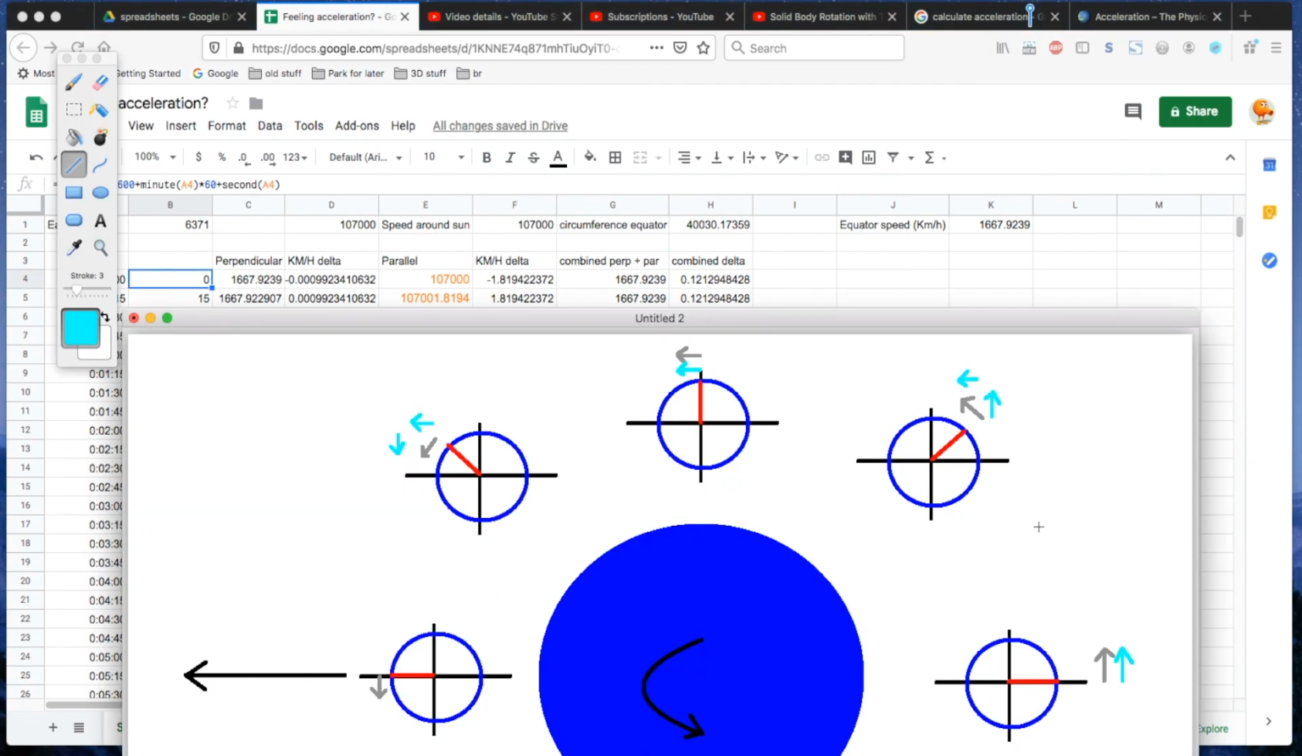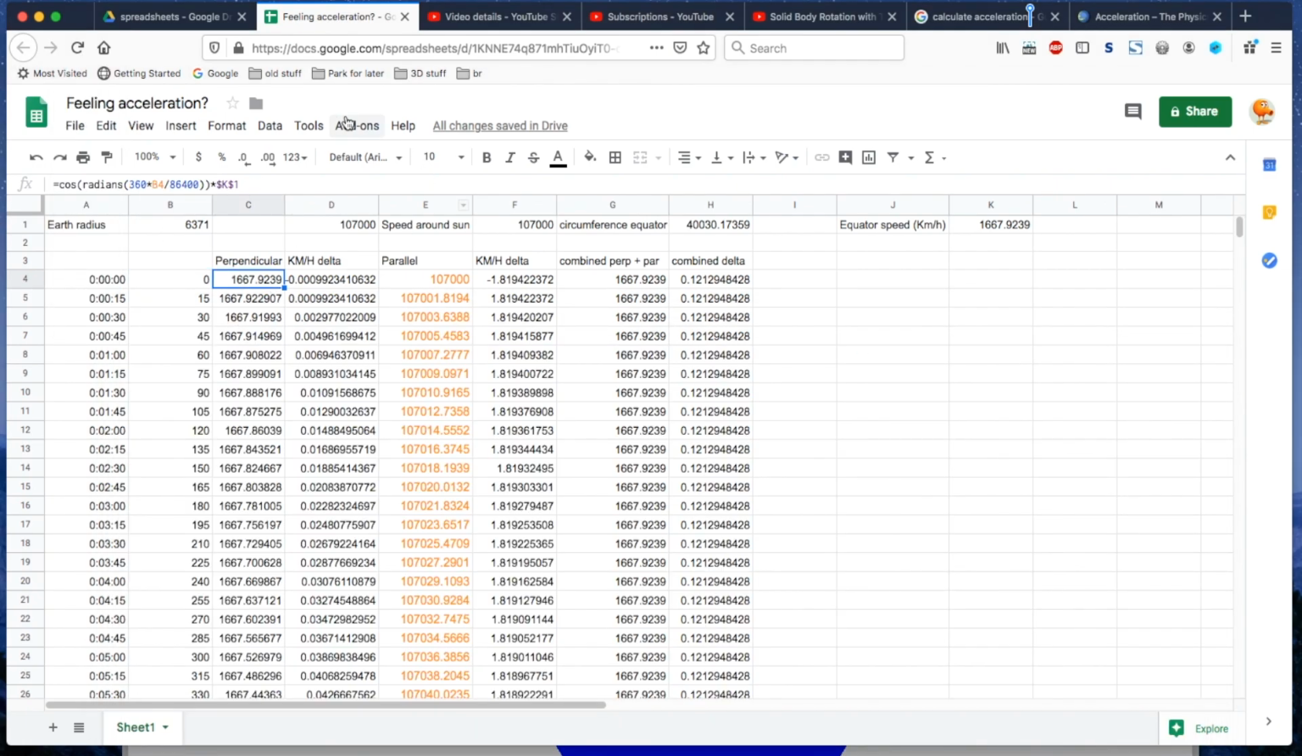The perpendicular vector, which is this one, is going to be 360 degrees times this divided by 86,400, converted to radians. And I take the cosine of that and I multiply that by the speed at the equator. My kilometer per hour delta is going to be this value minus this value. And for the case of the first one, I subtract the last one down over here.